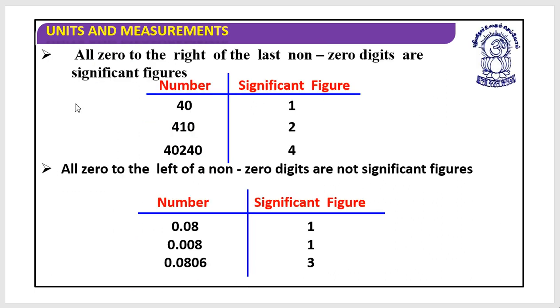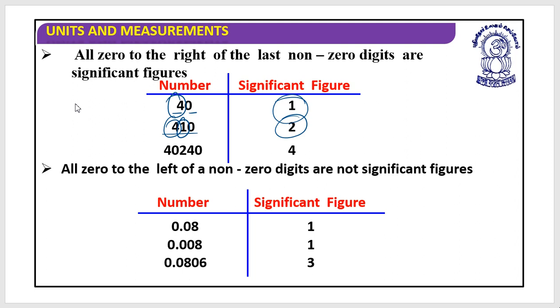Zeros to the right of the last non-zero digit, without a decimal point, are not significant. If a number is given as 40, then you need to consider the 4 only, so it has one significant digit only. Let's say the number is 410. Then 4 is significant, 1 is significant, so the total number of significant figures is 2 only. Let's say the number is 40240.